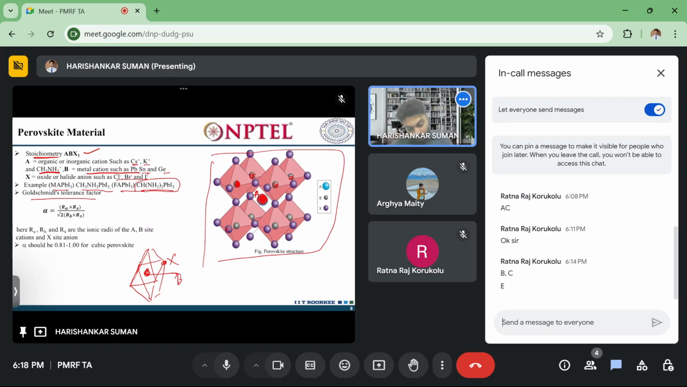And for perovskite, alpha should be 0.81 to 1 for cubic perovskite. So this is the tolerance factor: Ra plus Rx divided by root 2 Rb into Rx. And properties you can say: high absorption coefficient, high carrier mobility. Perovskite has high diffusion length, high charge carrier lifetime, and super power conversion efficiency.